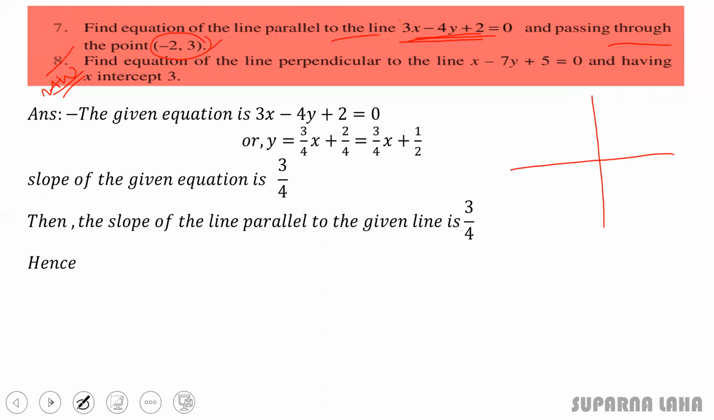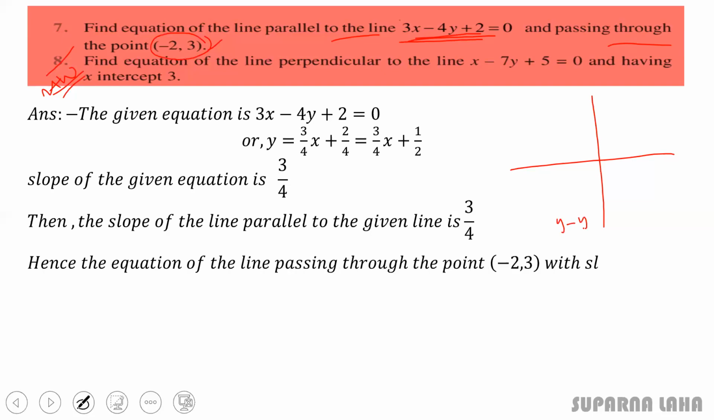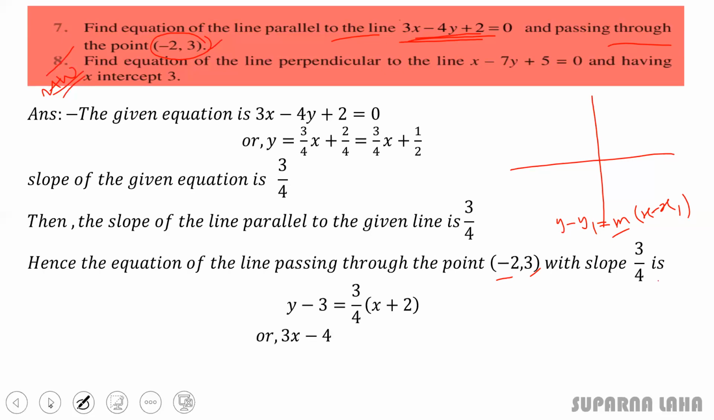So we can use the slope and point form. What is the slope and point form? So y minus y1 is equals to m into x minus x1 is the slope point form, where point is x1 y1 and slope is m. So here m is 3 by 4 and x1 is minus 2 and y1 is 3. So apply the formula, y minus 3 is equal to 3 by 4 into x plus 2. Simplify it, you will find the equation of the line is 3x minus 4y plus 18 equals to 0. So this is the required equation of the line.